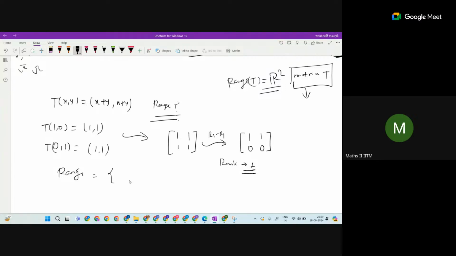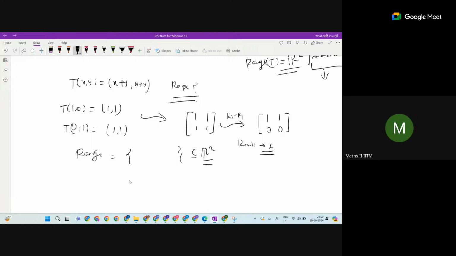Can we get that set? Range is a set, right? Range is not only a set, it is a subspace. It is a subspace of R2. What is going to be the subspace? This could be one line. That's correct. It is a line, and it passes through the origin.